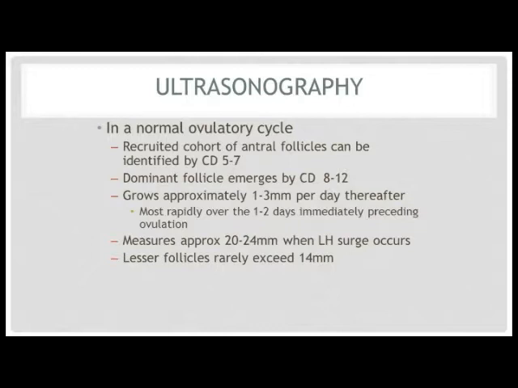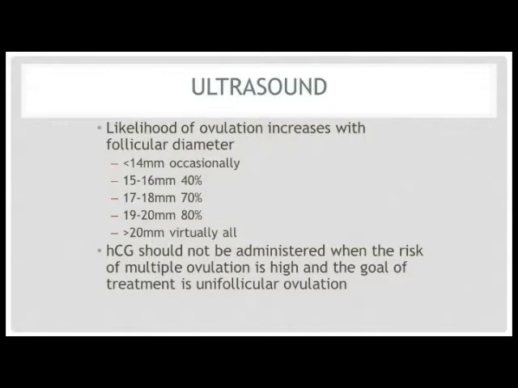It usually measures 20 to 24 at your LH surge, and lesser follicles rarely exceed 14 millimeters. So let's say that you've got somebody that comes in, and you've given them gonadotropins, and they've got 15 follicles. And if you're me, you're sweating because you think, oh my gosh, I'm going to have to cancel this patient. Oh wait, they're all 14, and there's only one 18. Then you're okay, because the bottom line is there was really only one follicle that really developed in that cycle.